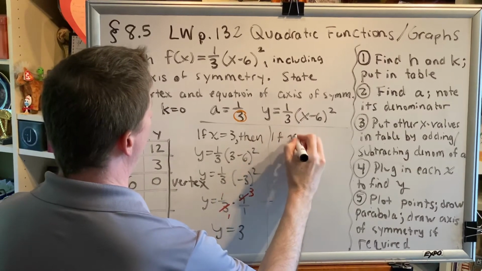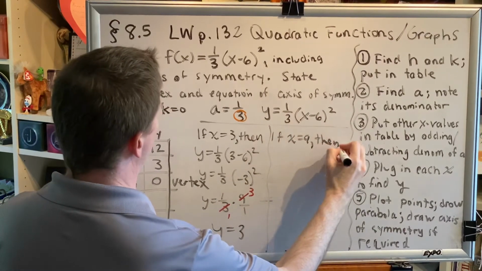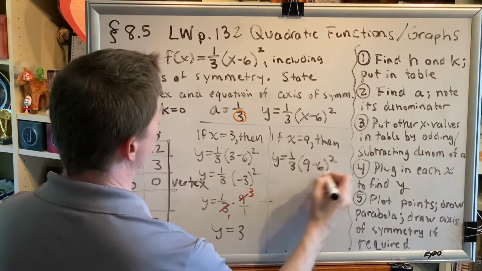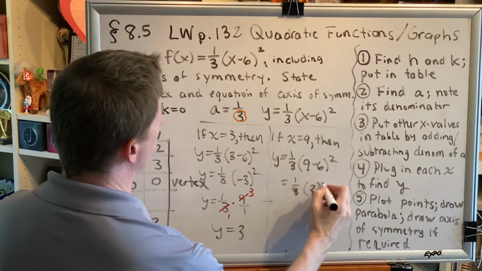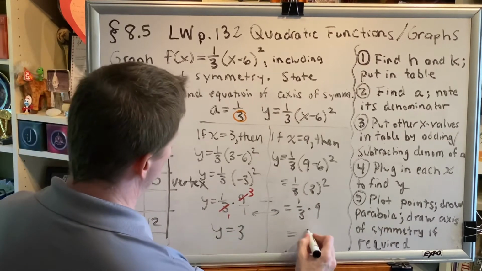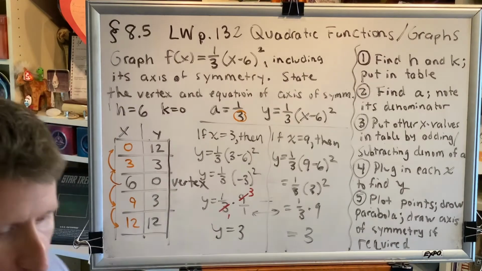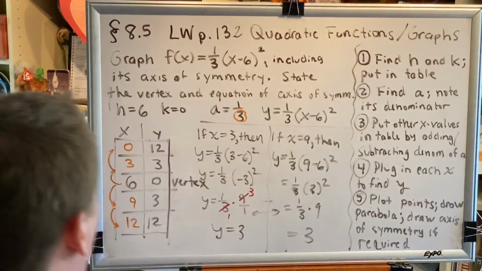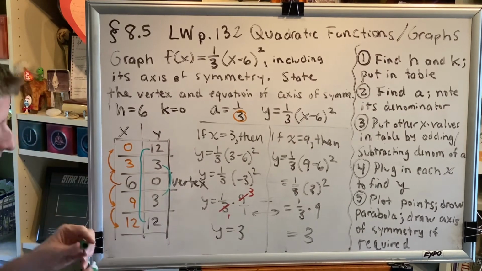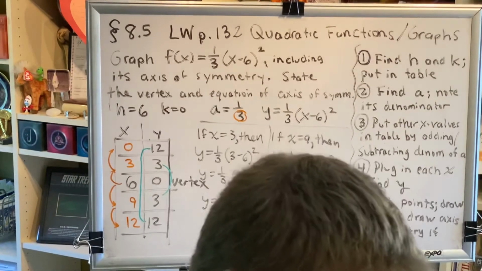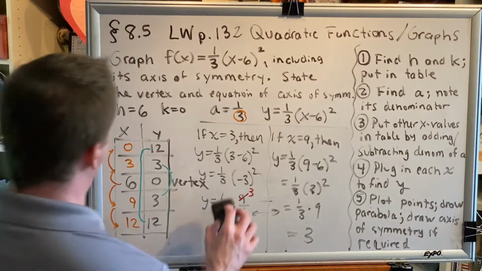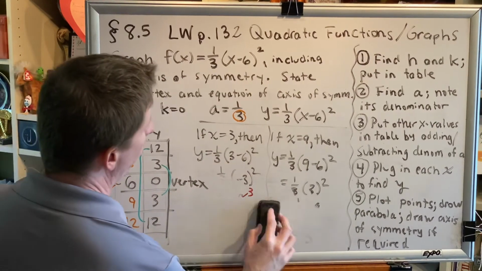If x equals 9, then y equals 1/3 (9 minus 6) squared, which is 1/3 times 3 squared, which is 1/3 times 9. Notice, same thing. So, same answer, 3. Parabolas have symmetry. So if you're doing your work correctly, you should find that these two values match each other and these two values match each other. If they don't, then you've made a mistake and you should go back and try to fix your mistake. Now that we have all of our ordered pairs, we're ready to create the graph of our parabola.